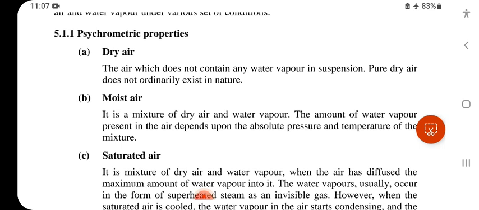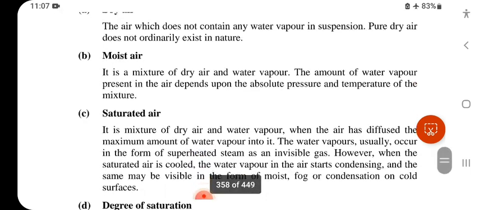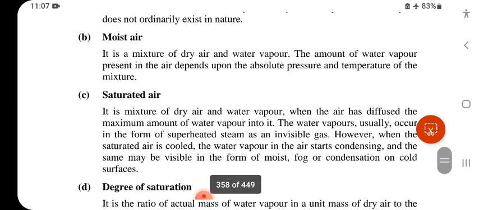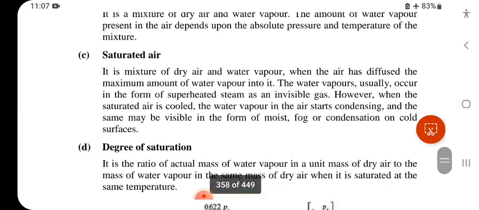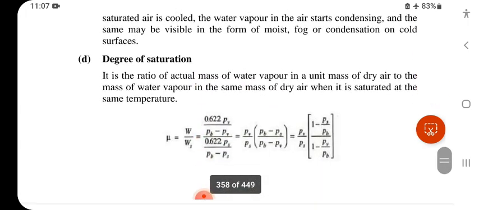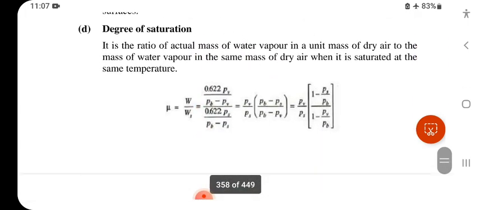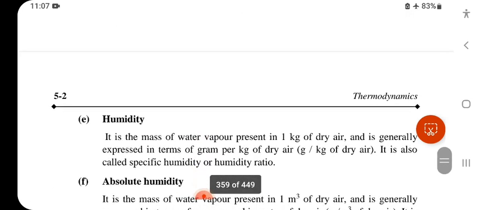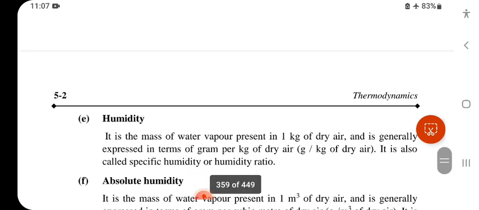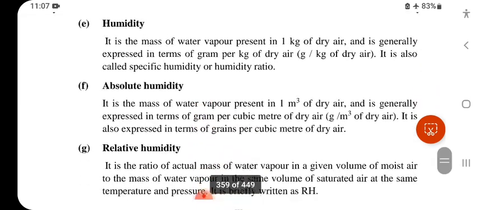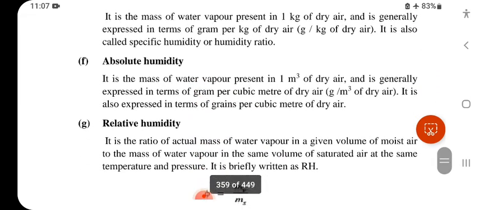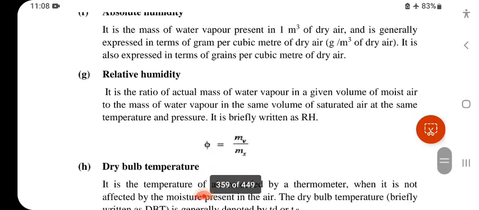If dry air and water vapor are mixed, the mixture is called moist air, and when it reaches the saturated state, that is called saturated air. Humidity refers to the mass of water vapor present in 1 kilogram of dry air, represented in gram per kilogram of dry air. It is called specific humidity or humidity ratio, as well as absolute humidity.